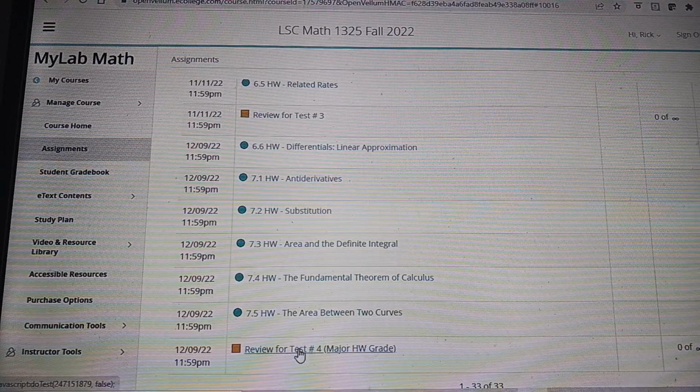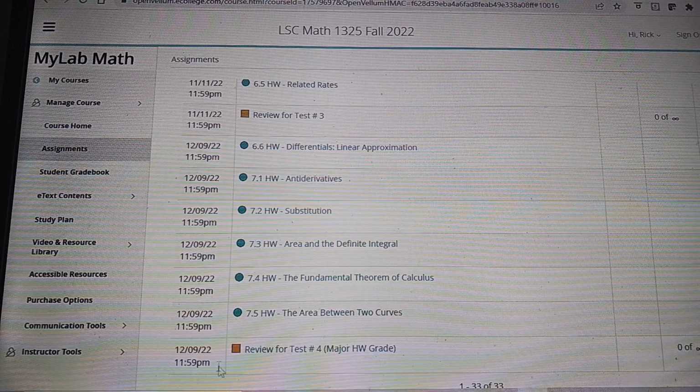The fourth review and the tests are already created. They're going to be due on December 9th. And then we have exactly 1 week in the semester left at that point. And that last week is just for reviewing and taking the final exam.